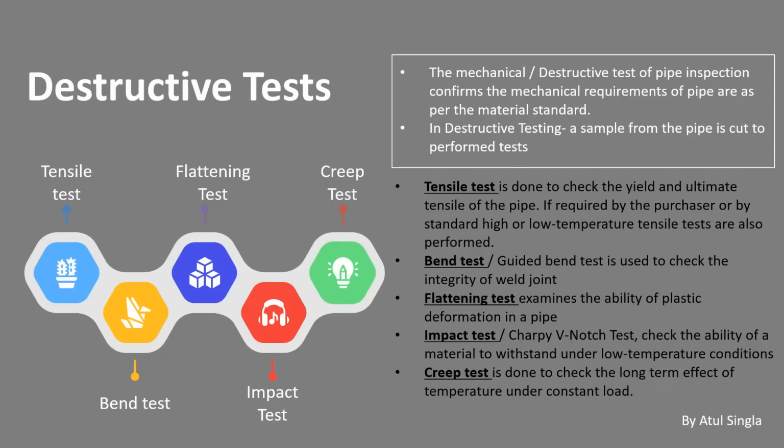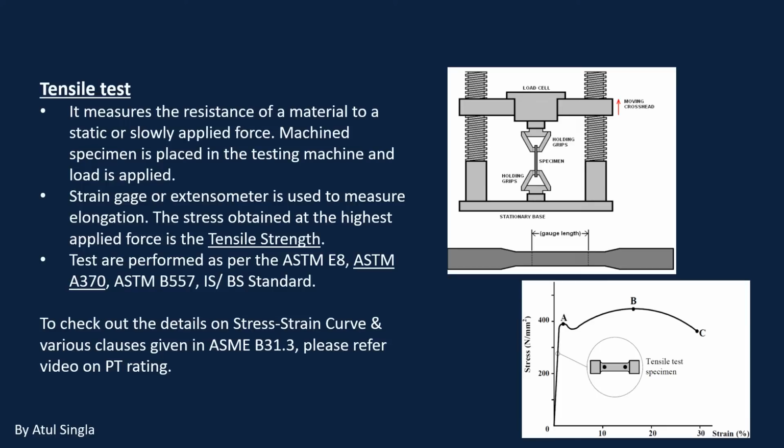So let us look into the details of each and every test so that we can visualize the basics behind each of them. Tensile test, as we've discussed, is used to identify the yield strength and ultimate tensile strength of a particular material with respect to any material standard. So what is happening here? We are stretching or compressing a specimen.